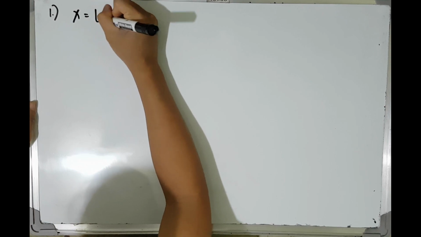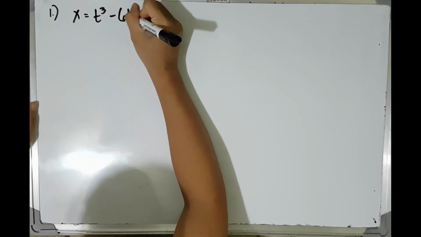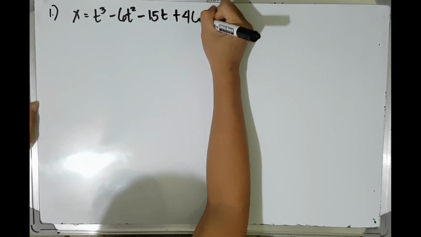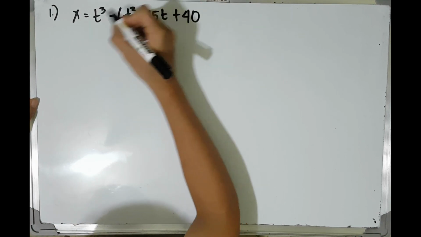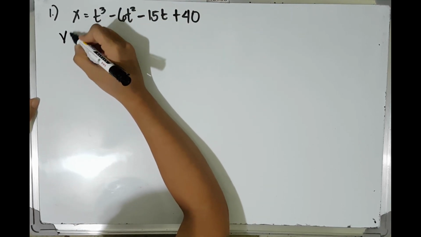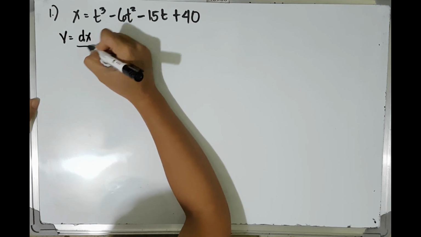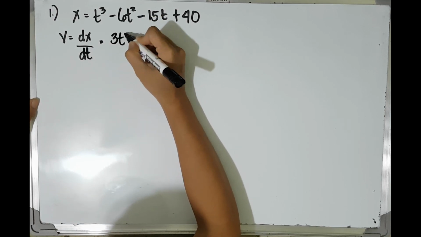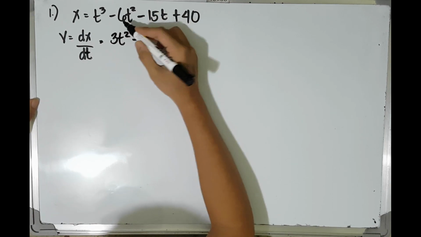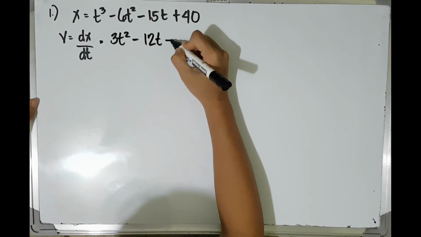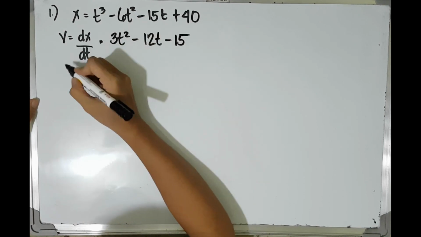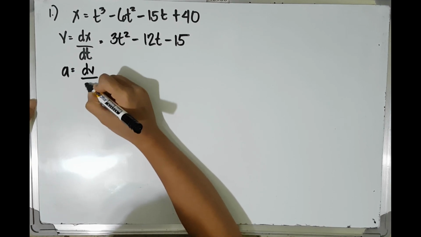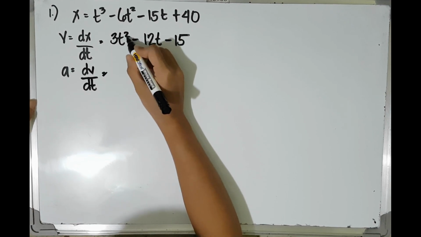So we have the motion equation here, which is x is equal to t raised to 3 minus 6t squared minus 15t plus 4t. To determine the velocity equation, we will just get the derivative of x with respect to time. So it would be equal to 3t squared minus 2 times 6, so 12t minus 15. And to get the acceleration equation, we will get the derivative of velocity with respect to time. So it becomes 6t minus 12.